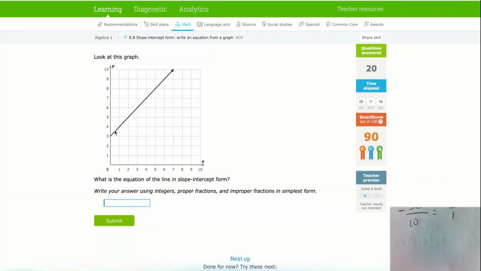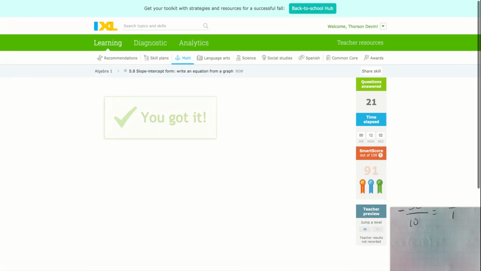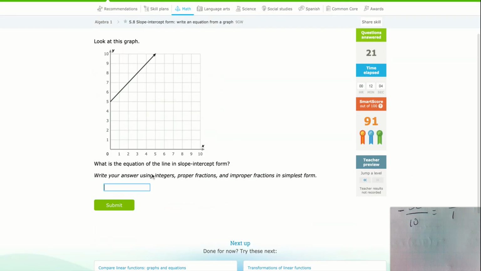Looks like we have a slope of 1, y-intercept of 3, so y equals x plus 3. Y equals, again, another slope of 1. They're giving us a bunch of easy ones, plus 5.